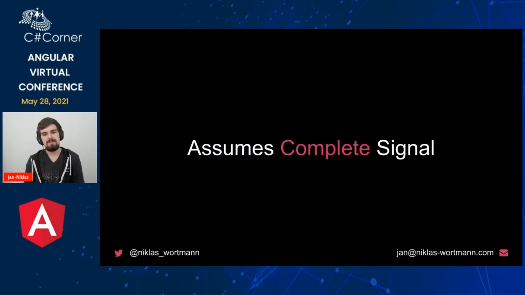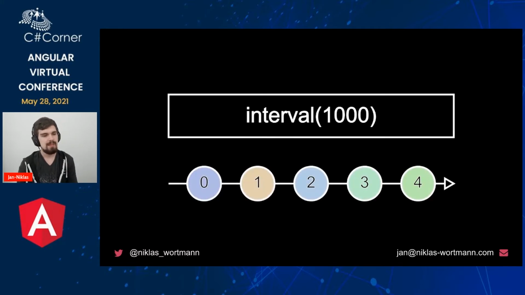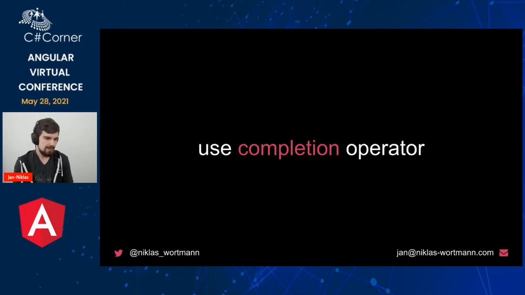The problem with that, though, is that you need to have a complete signal. Technically, not every observable needs to complete, like interval. Interval, by default, does not complete. It just emits every second. You can apply a completion operator like take and stuff like that. But in general, it doesn't complete.